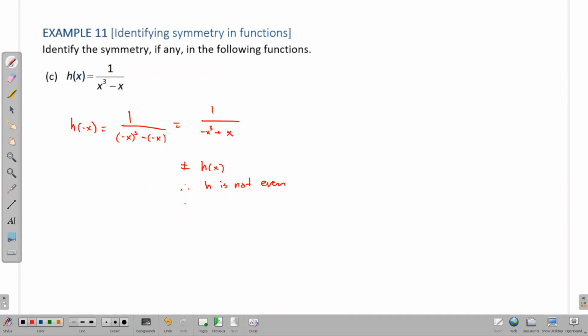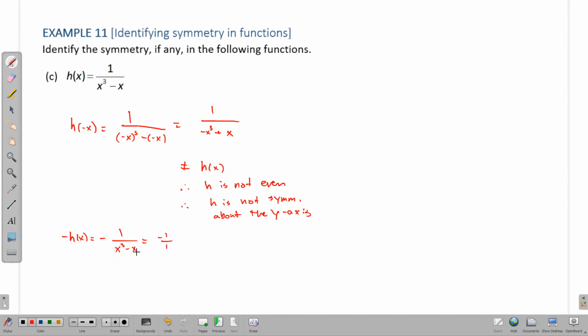That also tells us, therefore, h is not symmetric about the y-axis. Right, if it's not even, it can't be symmetric about the y-axis. Okay, then let's check to see if it's odd. So to see if it's odd, we need to come back and look at negative h of x. That's just negative out in front of the whole function. But when you have this negative sign, you can either apply it to the top or you can apply it to the bottom. So to convince you of that, think of it this way.